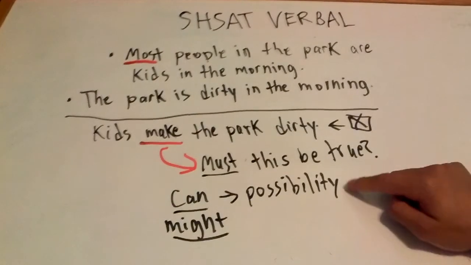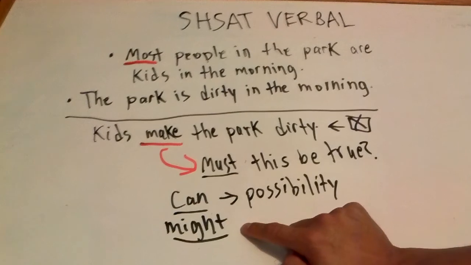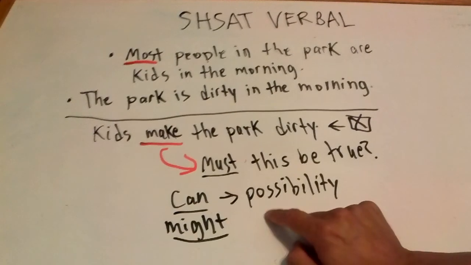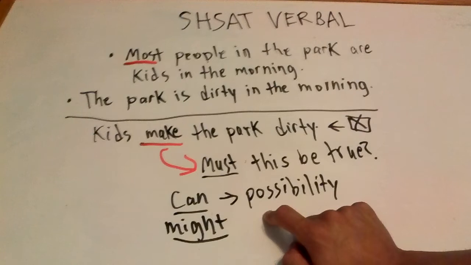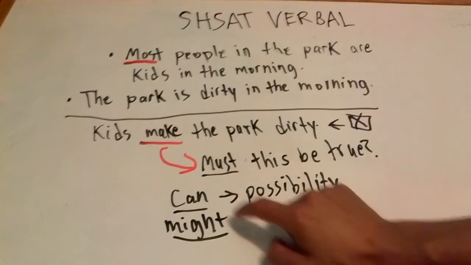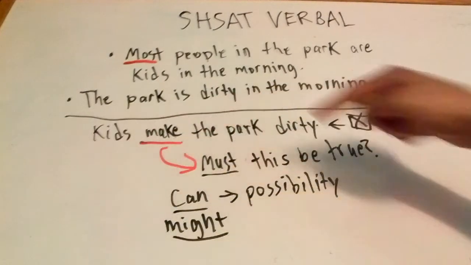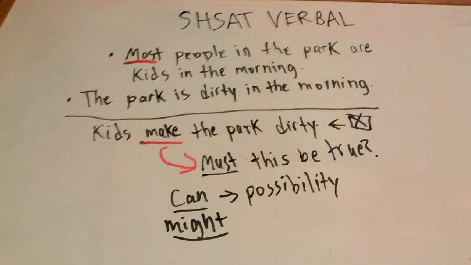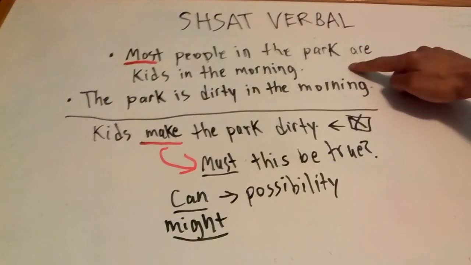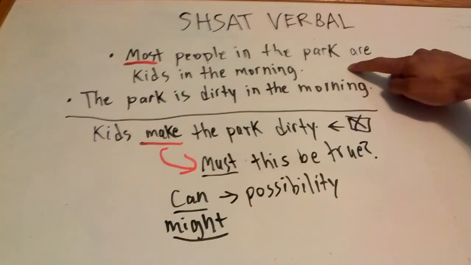Okay? Can you go to the word can? Yes. Even might. Because both can and might deal with possibility. Okay? Not probability, possibility. We don't know what the probability is. It's hard to determine unless you stand around the park all day, and that would make you a bit creepy. But, again, most people in the park are kids in the morning, and then the park is dirty in the morning. Therefore, I conclude kids make the park dirty. That is wrong. It is wrong because you are talking with a lot of certainty, with a lot of authority. You're already blaming the kids, when in fact, kids aren't the only ones in the park. Plus, you don't know what the park was like before they got there.